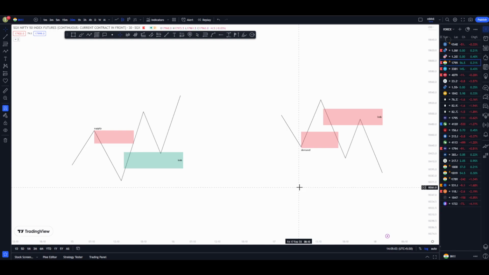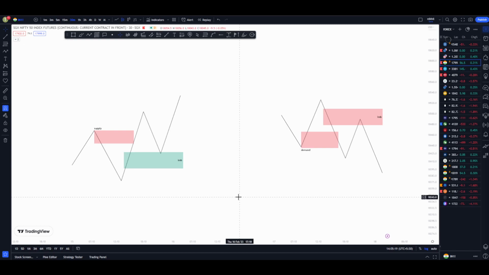Okay, flip zone is nothing but change of character, and how to identify change of character, we are going to look at it and try to understand how you can apply it during your technical analysis. Okay, so what is a flip zone?